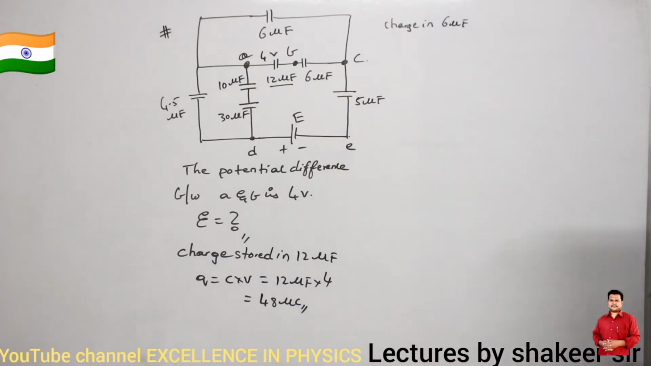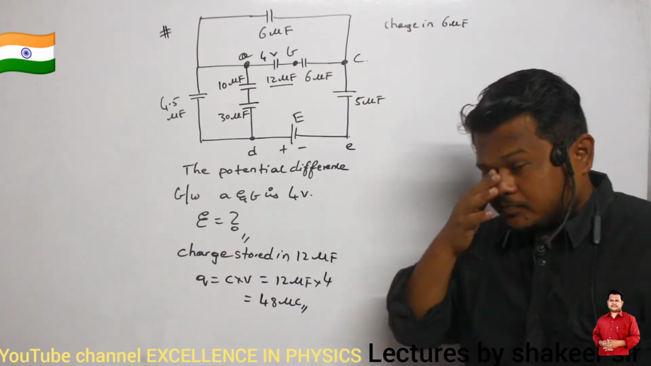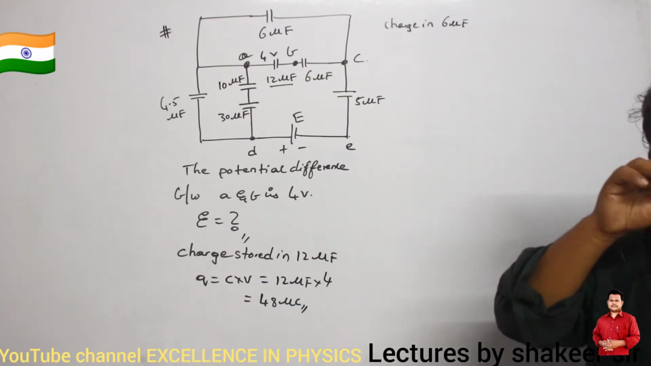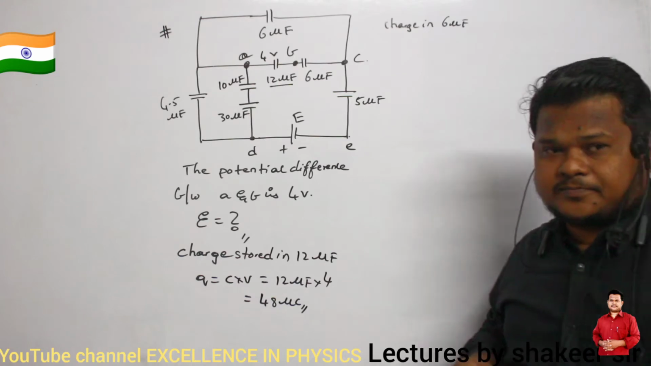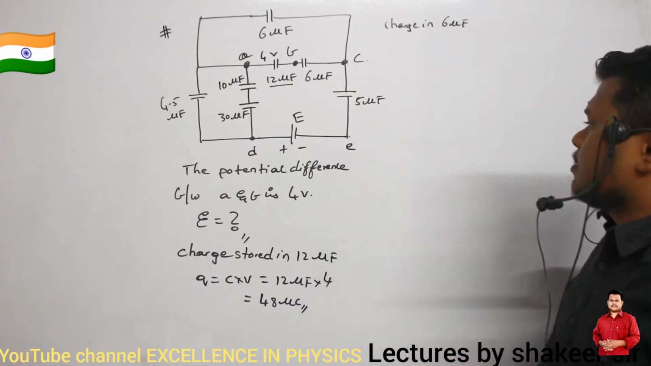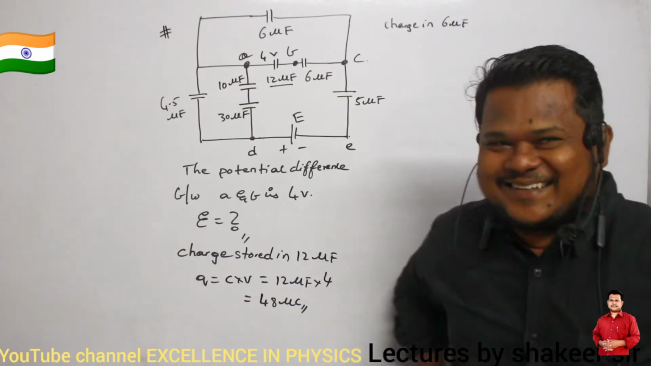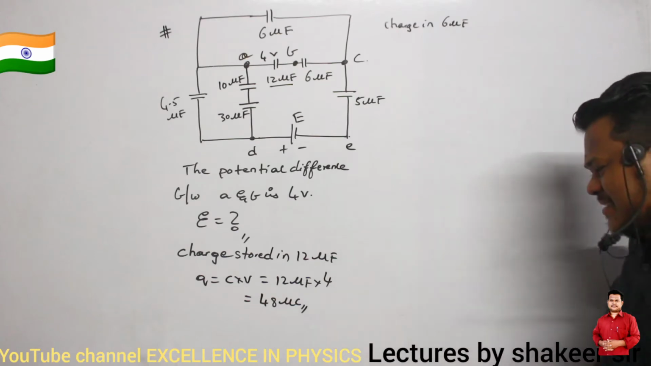Can you say? Somebody said the answer. How much is it? 20? 24 is wrong. 24 is also wrong. Can you say?